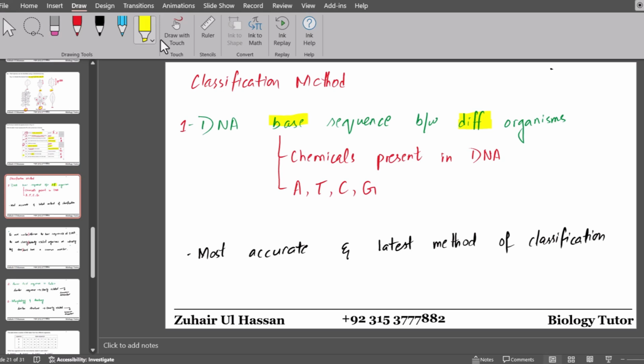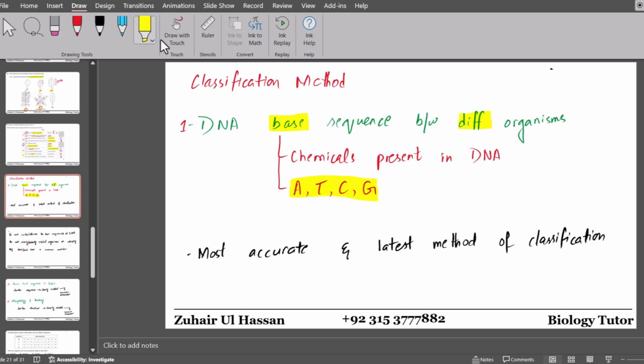The bases are the chemicals that are present in DNA. You will be discussing in detail about DNA in topic 4. So at this level, you just have to remember that DNA is a molecule that consists of chemicals. Those chemicals are known as the bases, and there are 4 bases present in DNA whose letters are A, T, C, G. You don't have to remember what A stands for, what T stands for. You only have to remember the letters of these 4 bases. So A, T, C, G.